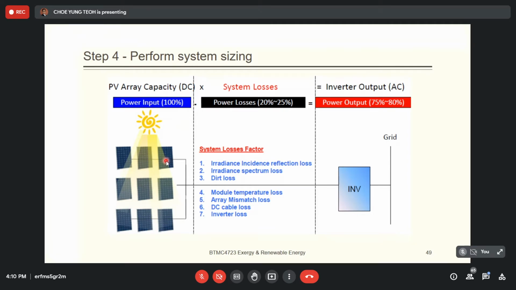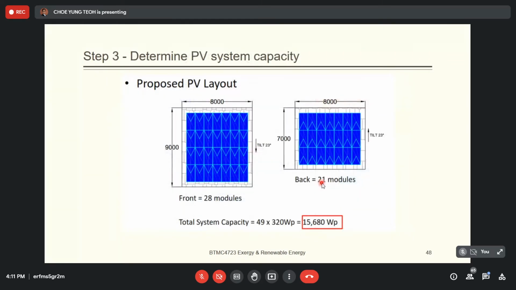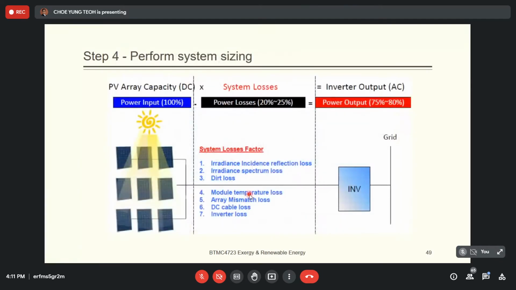It means that even at 1,000 watt per square meter and no other losses, you will also never get 320 watt from the panel because the temperature is not at 25 degrees Celsius, which is much higher. The fifth one is loss, more referred to the shading effect. And then number 6, DC cable loss.